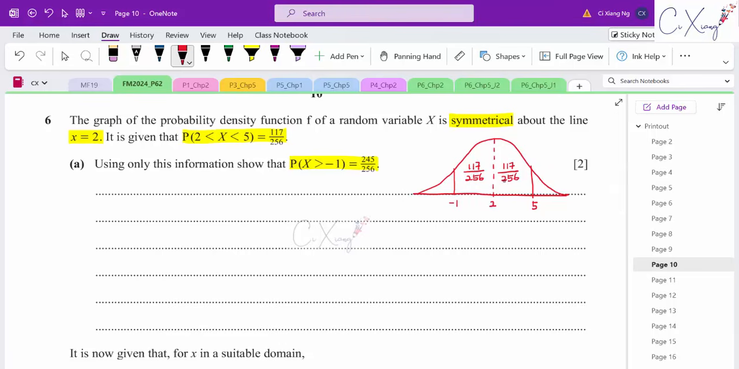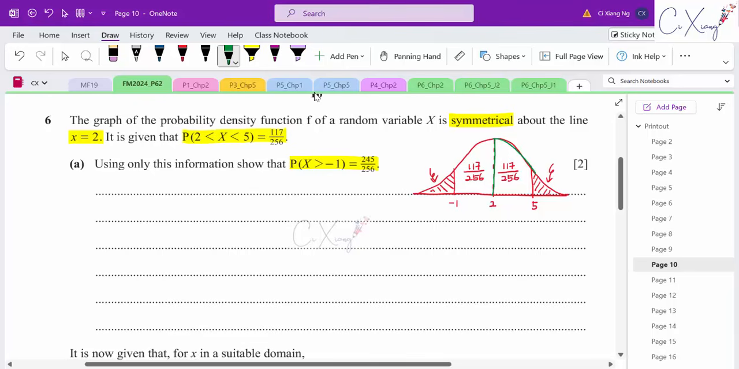And then again, because they are symmetrical also, to get the probability by the side, these two values should be the same as well. So what you can do is take 0.5, because half of the graph is from 2 until the end. So this whole area should be 0.5. Then you can take 0.5 minus 117 over 256. Then if I want to get the probability for x greater than 1, what should I do?